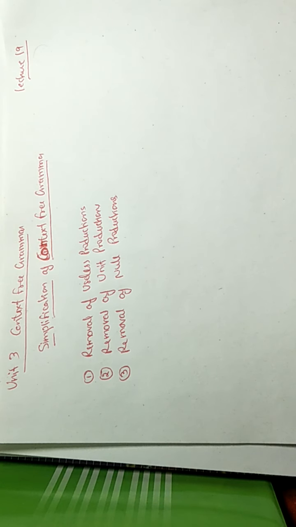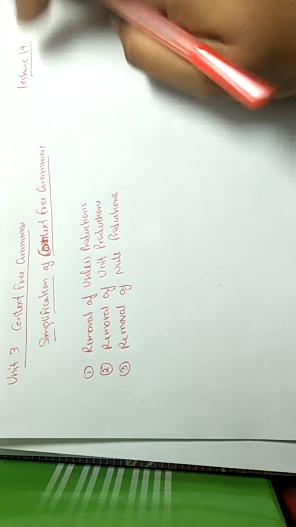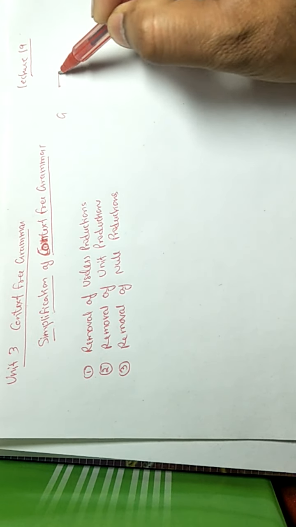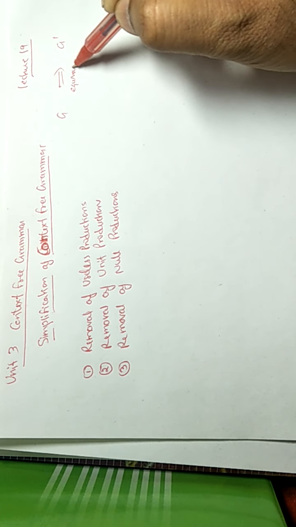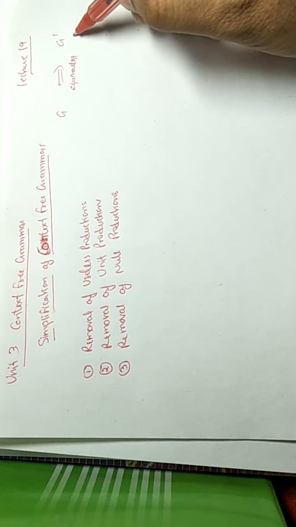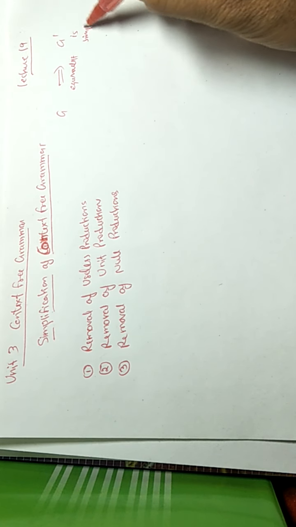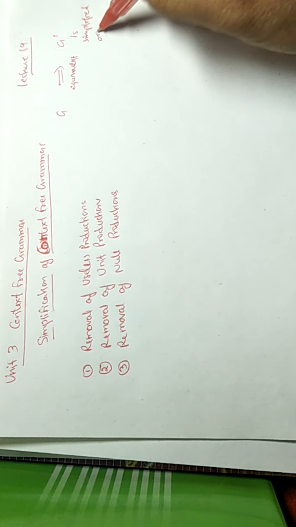Welcome everyone to lecture 19 of unit 3, where we are studying simplification of context free grammar. Simplification of context free grammar means that for a context free grammar G, we are going to find an equivalent reduced or simplified grammar. Say for a grammar G, we find an equivalent grammar G dash, and that equivalent grammar G dash is simplified or reduced.